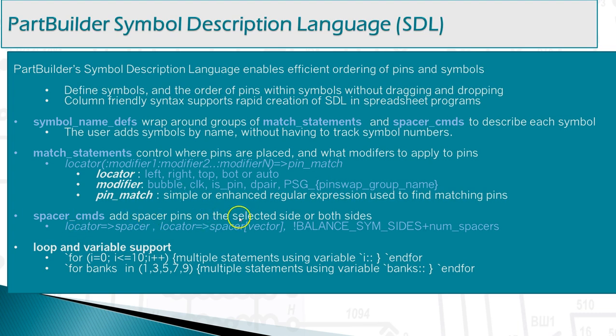Spacer commands add spacer pins on the selected side or on both sides. So you can have a locator as spacer, a locator equals spacer vector, and a balance both sides plus num spacers. PartBuilder STL supports many loop and variable constructs. For I equals 0 to 10, we have multiple statements wrapped around in an N4. Or we can do a list like for banks in 1, 3, 5, 7, 9, and we could do multiple statements using the variable banks.